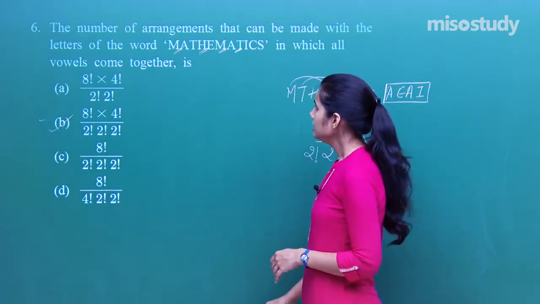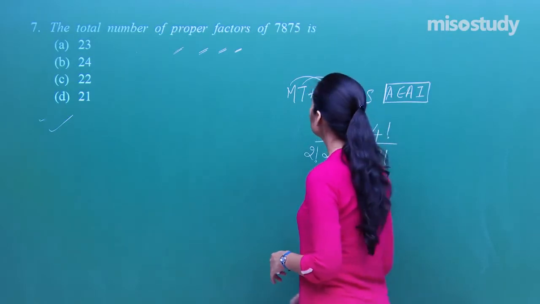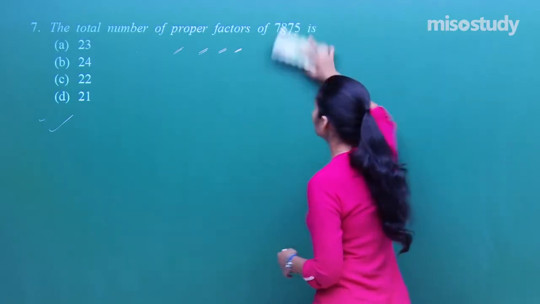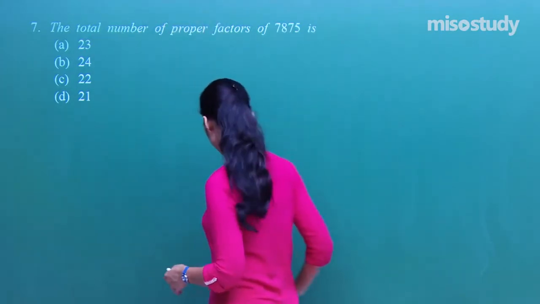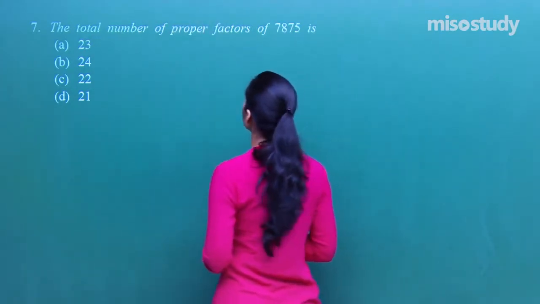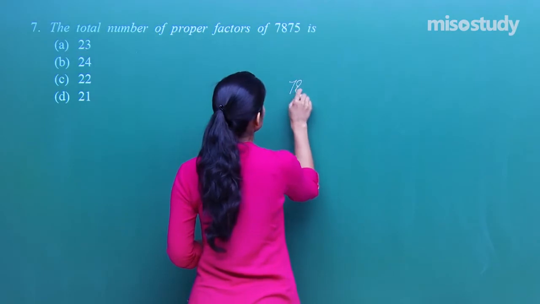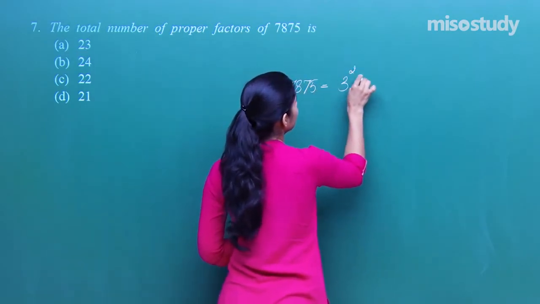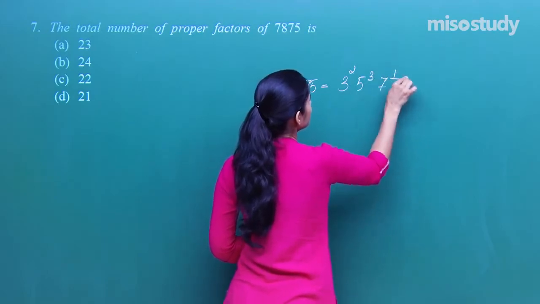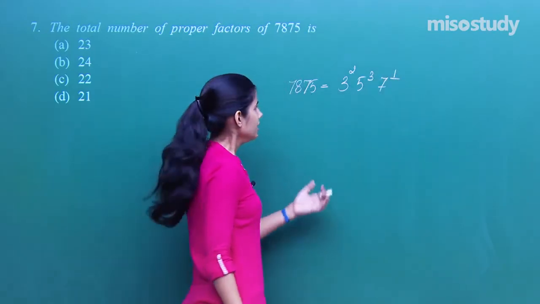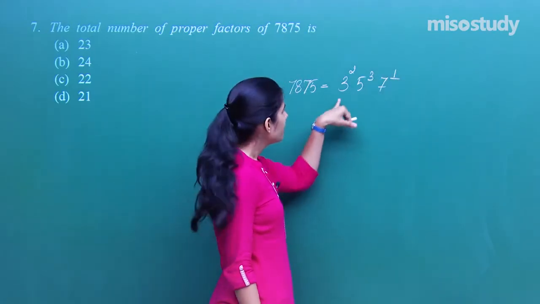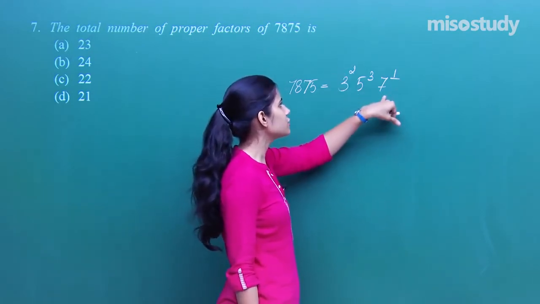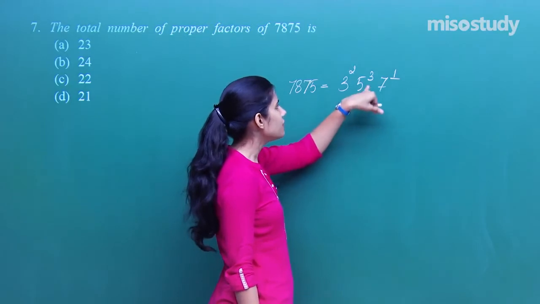Okay? Next question says the total number of proper factors of 7875. So we've done this concept. How do you get this? You can very easily factorize. You get 3 square, 5 cube, 7 to the power 1. Now how many factors are there? 3 into 5 into 7 is one factor, 3 square into 5 into 7, or 3 square into 5 square.